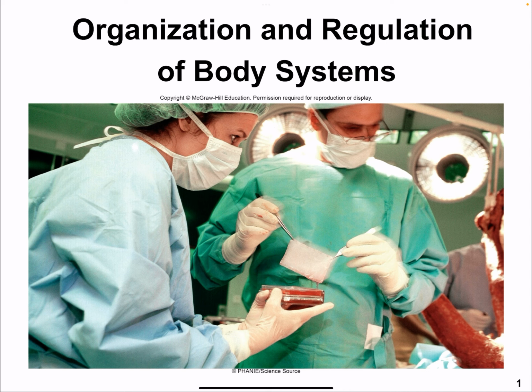This is Chapter 4. This chapter is going to focus on the organization of the human body, but also how systems or how the body responds to its environment. Also, we're going to take a look at the different organ systems in the body. Now, as we address this chapter, I would like you to focus on a number of questions.